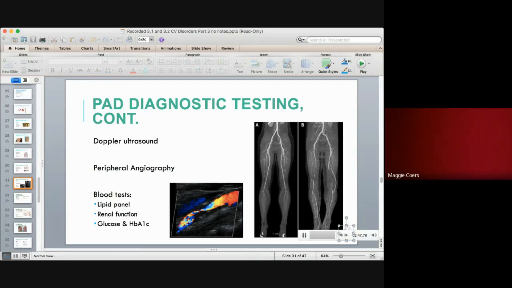We can also do some different blood tests on someone with peripheral artery disease to check what their lipid levels are, to check their glucose, and also their renal function.